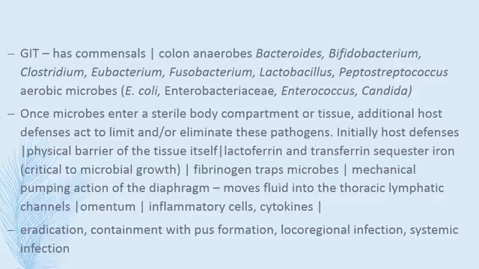In the abdominal cavity, the mechanical pumping action of the diaphragm moves fluid into the thoracic lymph channels, therefore trying to localize the infection by the omentum, by the stasis of the bowel to form an abscess, and also trying to form some degree of a subphrenic abscess by taking all the fluid to one direction. Thus, the Rutherford-Morrison pouch is one of the most dependent areas in the peritoneal cavity. Contributing to this at the microscopic level are the inflammatory cells and the cytokines.